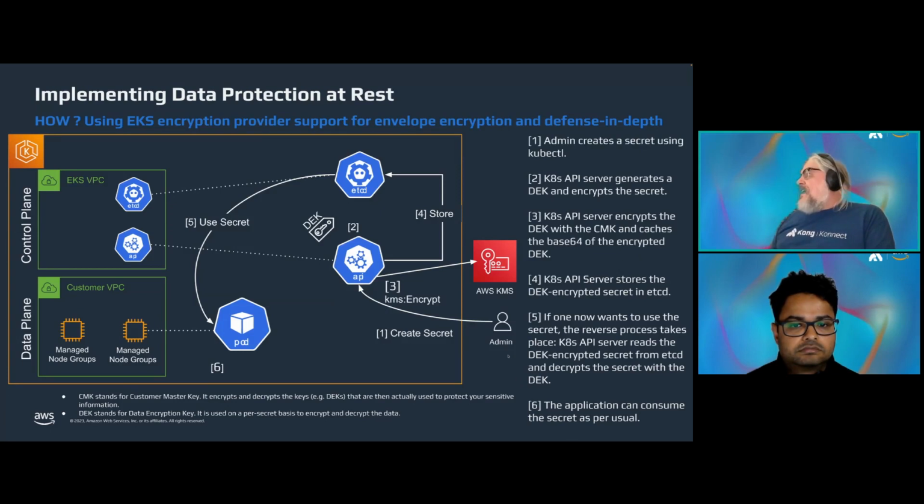Last but not least, if you want to use the secret later on, the reverse process is going to take place. So the API server is going to read the secret encrypted with the DEK and then decrypt it with exactly the same DEK in order to present the secret to you, so the applications can consume the secret as well. So these flows are to support this: every time you create a secret using kubectl, all the secrets will be encrypted with a specific key. So one key per secret.